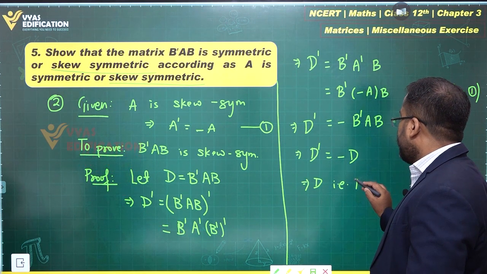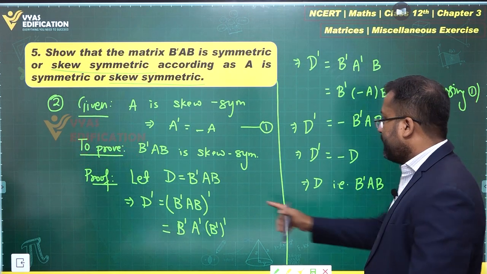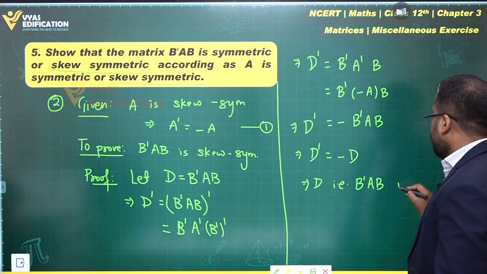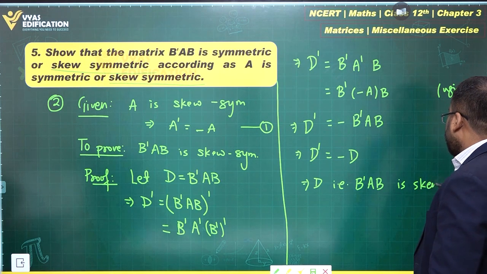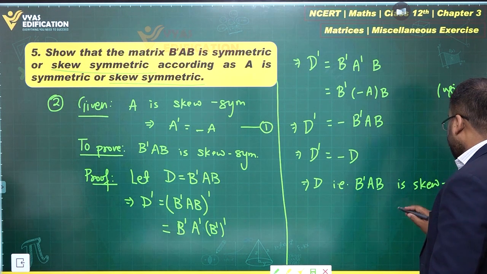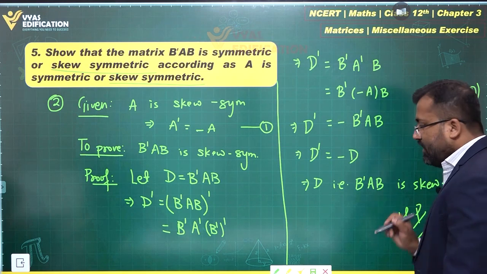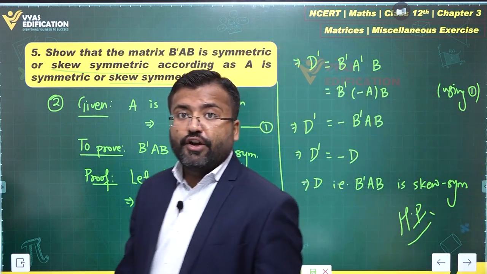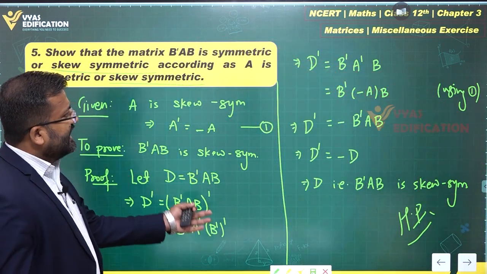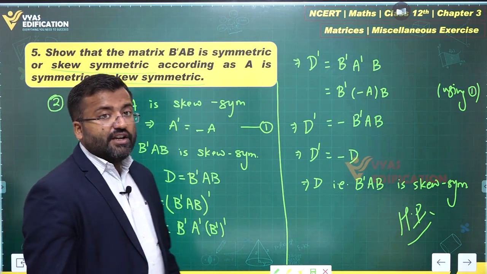For this matrix D, D transpose is equal to minus D implies D is skew symmetric. D, that is this matrix B transpose AB, is skew symmetric, and that is what we wanted to prove. At the end of the day, that is what we wanted to prove. I hope that's okay. Yeah, that is okay. And this is all that you have in this question.